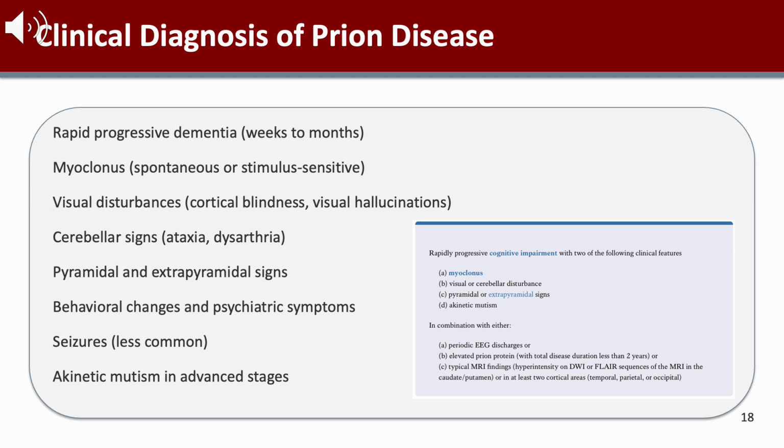Cerebellar signs such as ataxia and dysarthria reflect involvement of the cerebellum. Pyramidal and extrapyramidal signs indicate involvement of motor pathways. Behavioral changes and psychiatric symptoms, particularly in variant disease, may be prominent early features. As the disease progresses, patients typically develop an akinetic mutistic state, becoming mute and immobile before ultimately progressing to death.